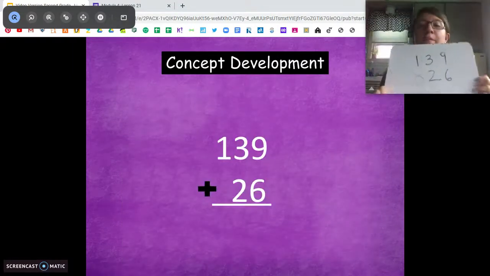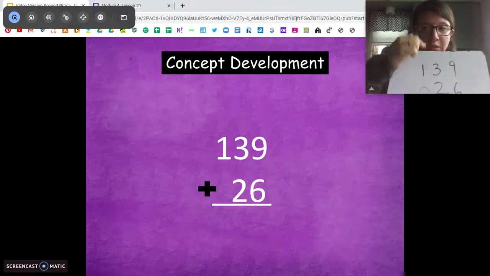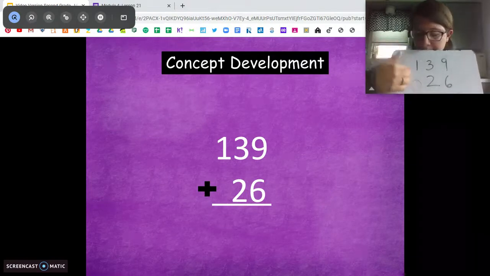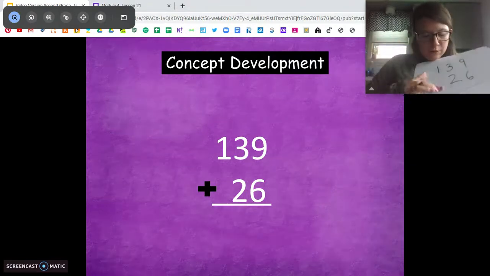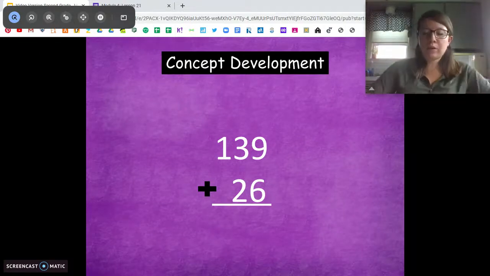I want you to write it on your paper. Make sure that you line up your place values. So the 9 and the 6 are lined up, the 3 and the 2 are lined up, and the 1 is on its own because we don't have any hundreds left over. Okay? All right, let's work through this together.